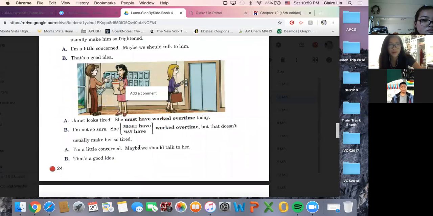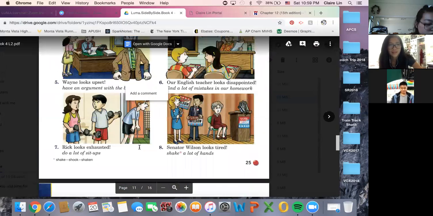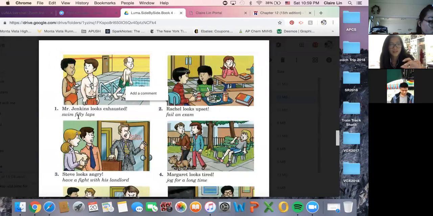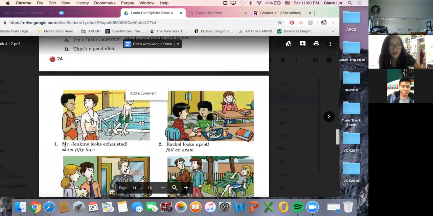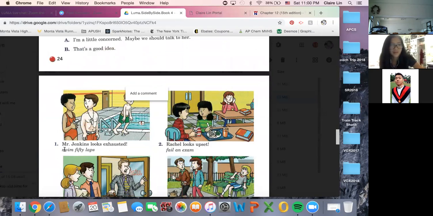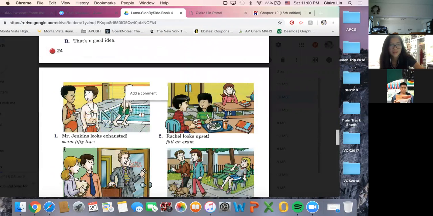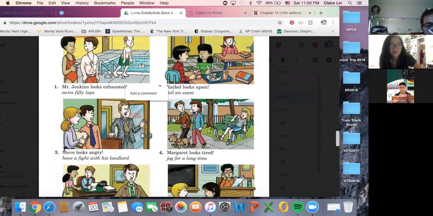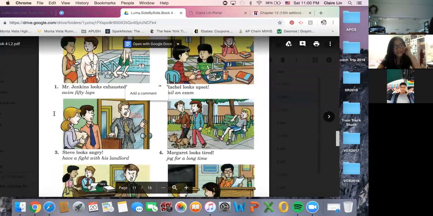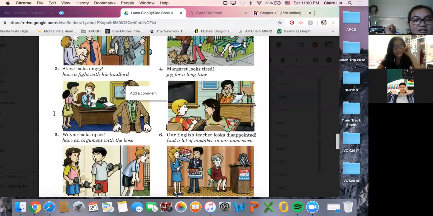So I guess for number 1 on page 25, it says they're showing concern. So 他担心 this person. So Mr. Jenkins looks exhausted. 他看起来很累. And then the correct one you would use for this is he must have swum 50 laps. It just makes the most sense in this situation. What is 50 laps? When you swim 游泳的时候 you do like laps. Yeah, 趟.